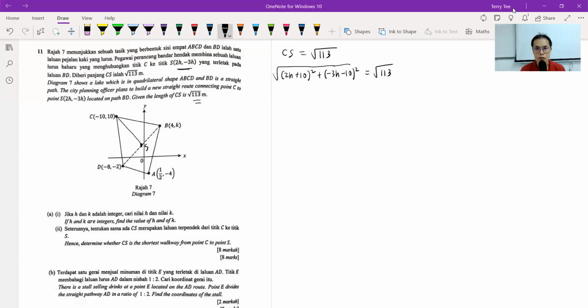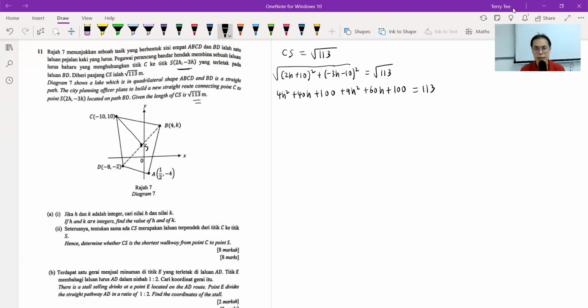So let's square both sides, and I expand this straight away. 2h, if I square it, is 4h squared plus 40h plus 100. This is 9h squared plus 60h plus 100, since 2 times 3 is 6 times 10, 60. By the way, just so you know, negative 3h squared is positive 9h squared. This is 2 times minus 3h times minus 10. That's why it's positive 60h, and negative 10, if I square it, is still positive 100. Okay, and 113, if I square it, is also positive 113 here, right? The square root disappears.